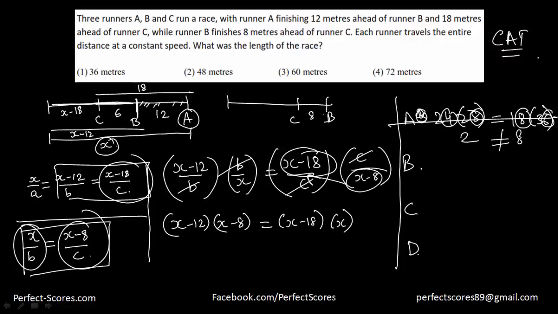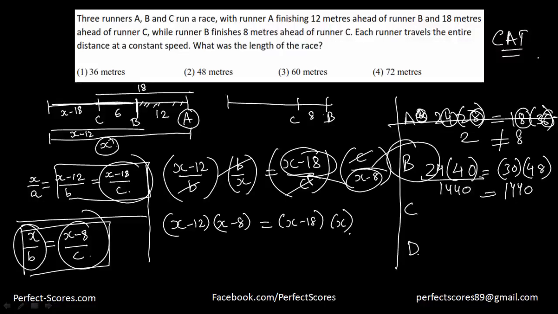Now let's try the next one, 48. 48 minus 12 is 36, and 48 minus 8 is 40. That is supposed to be equal to 48 minus 18, which is 30, into 48. You can clearly see that the units digit is matching, and this is nothing but 1440. This over here is also 1440, which means this over here is my answer.